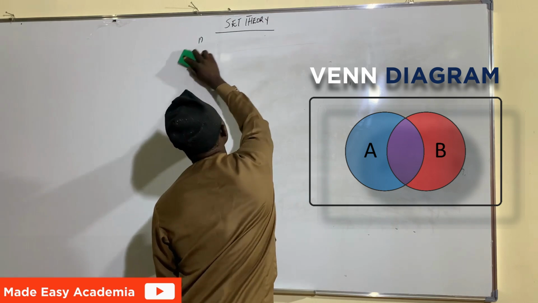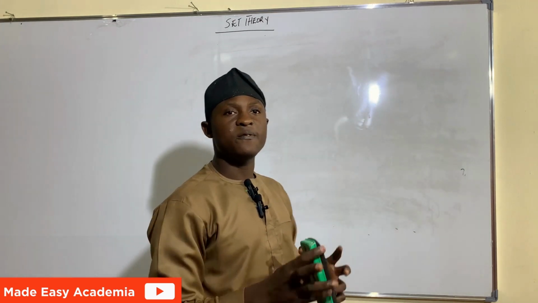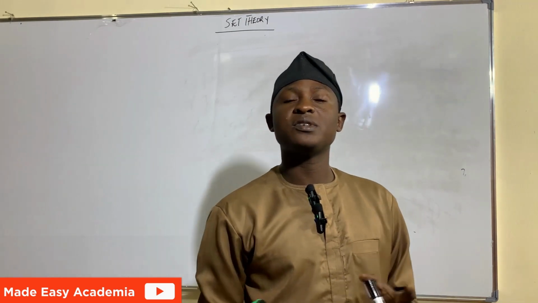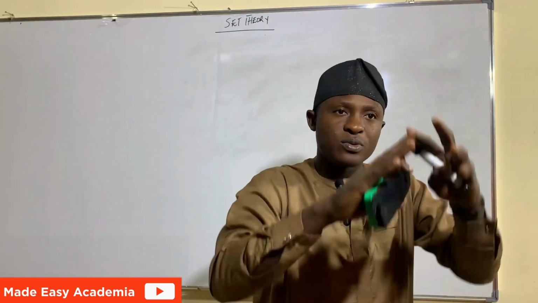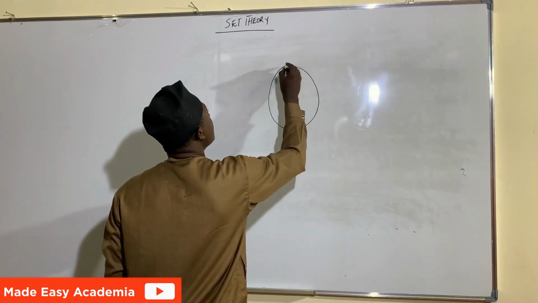Venn diagram. How can we represent all these sets that we have been discussing? How can we represent them in a Venn diagram, which is just a shape? For example, look at this one. Let's use a Venn diagram.